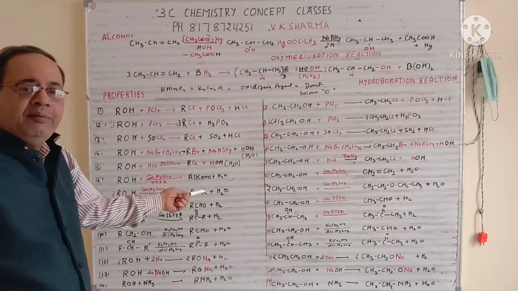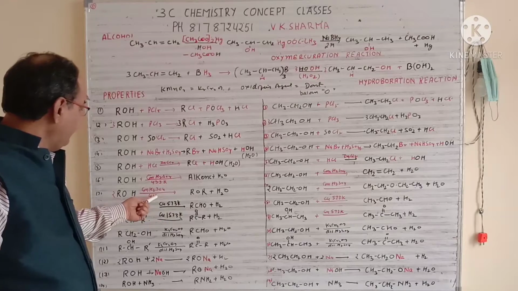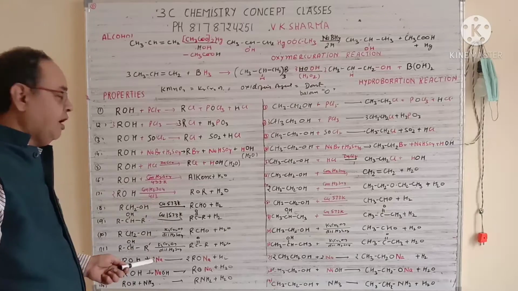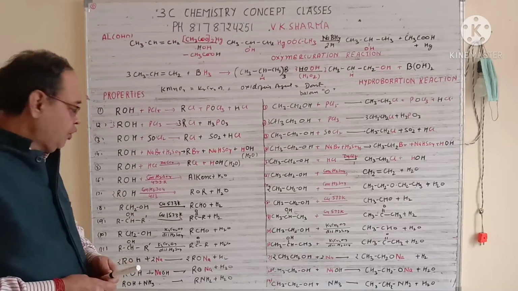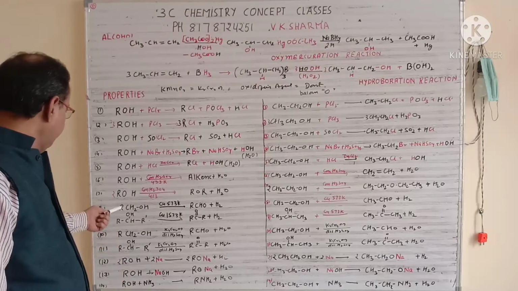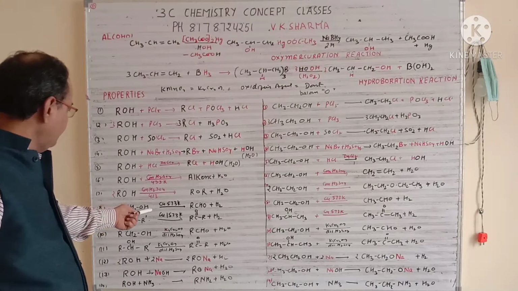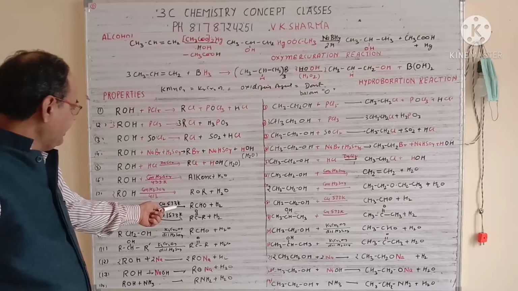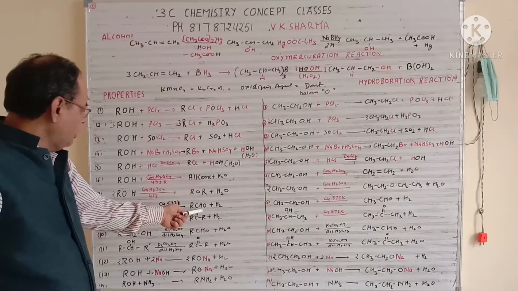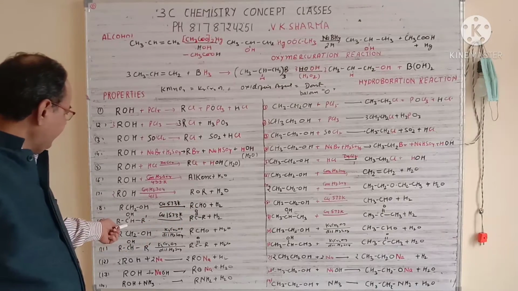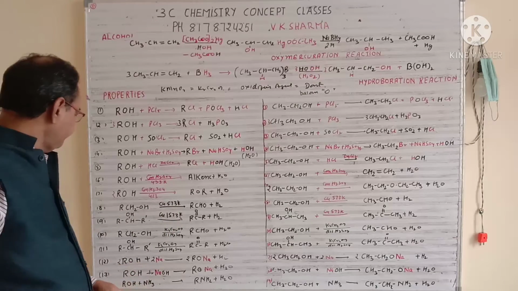So alcohol can be directly converted into ether this way, and the temperature is 413. Now metal always displaces the hydrogen if it is in the reactivity series. So if you take CH3CH2OH with copper at 573 Kelvin, H2 will come out, and this will give you RCHO, while the secondary alcohol will give you ketone.